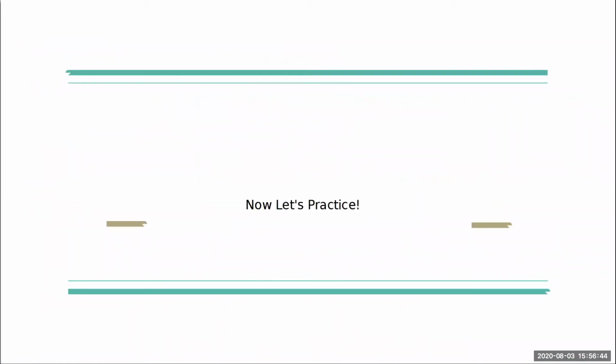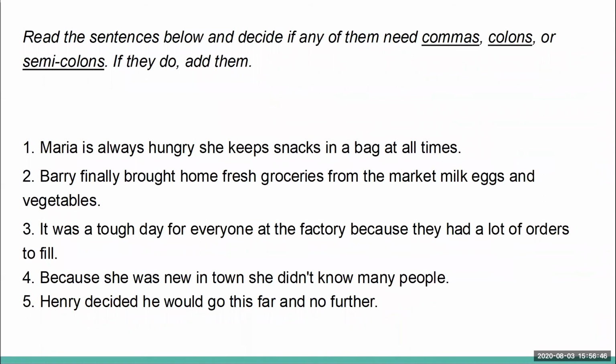Now let's practice. Read the sentences below and decide if any of them need commas, colons, or semicolons. If they do, add them. Pause the video until you're ready to move on.